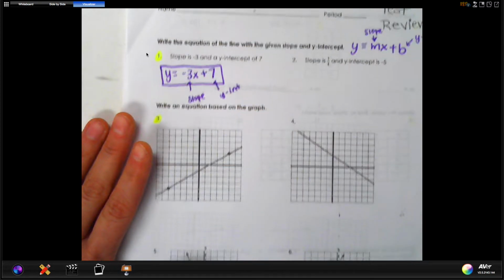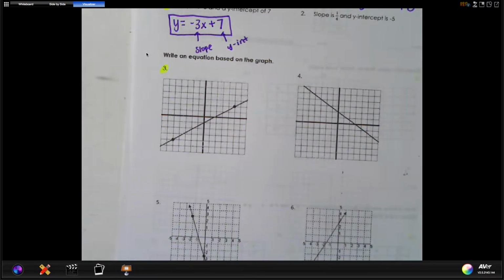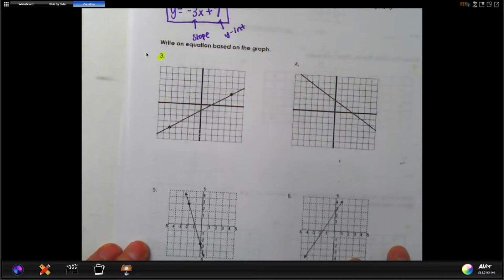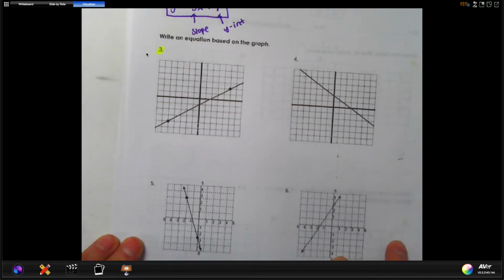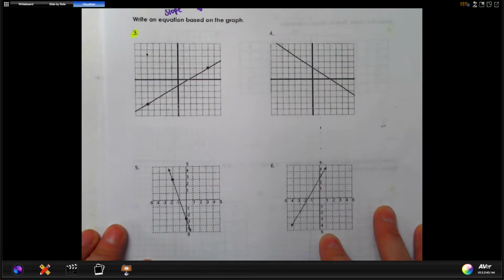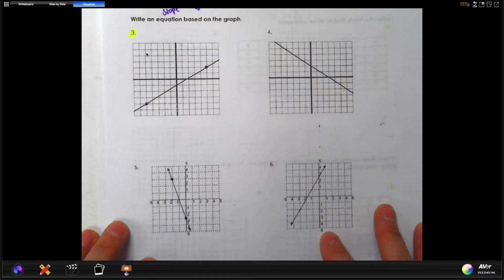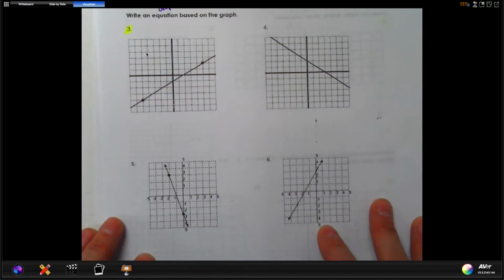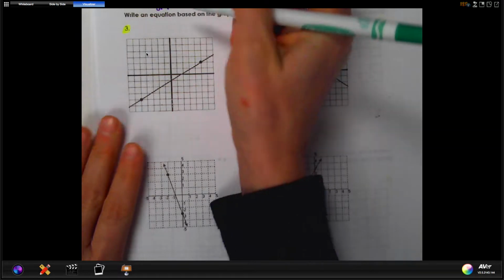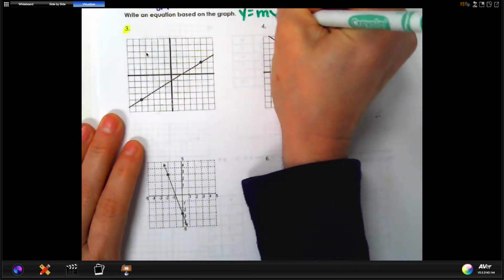Okay, moving right along, let's look at the next section. So 3, 4, 5, and 6 are all writing equations based upon the graph that you see. So I'm going to do number 3 with you, and I'm going to leave 4, 5, and 6 for you to do and practice on your own. So writing an equation, we're going to use the same format that we just used in number 1, and that is going to be, again, y equals mx plus b.